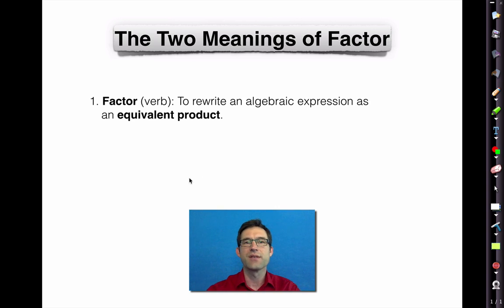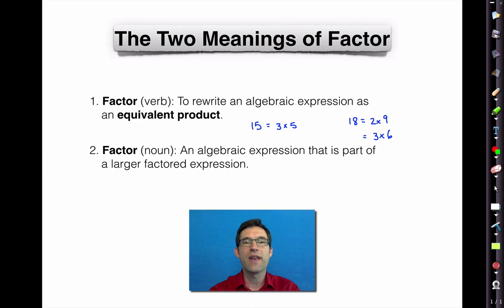And I really want to emphasize that. This means something like if I take the number 15 and I rewrite it as 3 times 5, I have factored it, right? If I take the number 18 and I rewrite it as 2 times 9, I factored it. Or 3 times 6, I factored it. Or 2 times 3 times 3, I've completely factored it. So all factoring is rewriting an expression. It may have variables in it or it could be completely numerical, but rewriting an expression as an equivalent product.